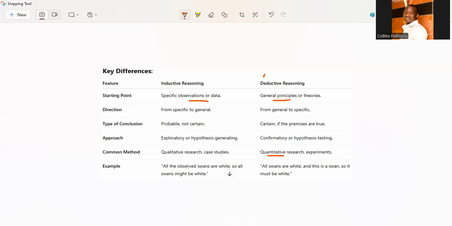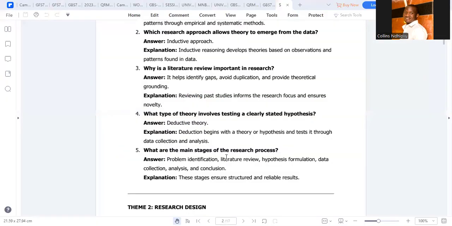All right, we go to question number 5. What are the main stages in the research process? So research has its own stages that you need to understand. Research starts with problem identification, literature review, hypothesis formulation, data collection, and conclusion.